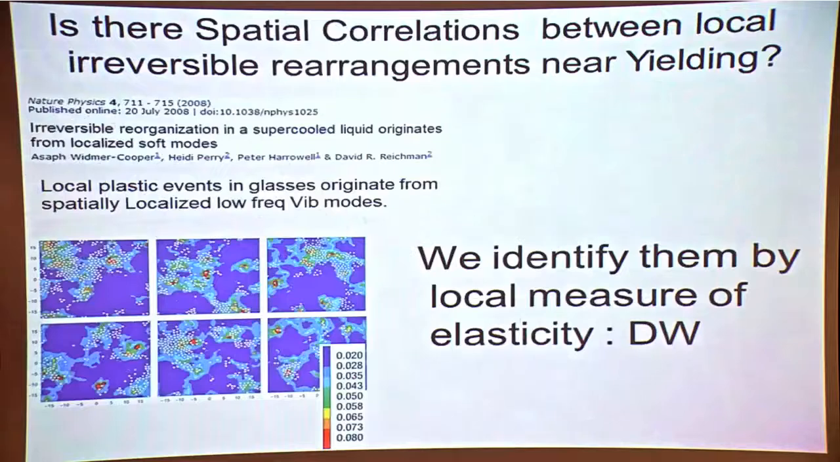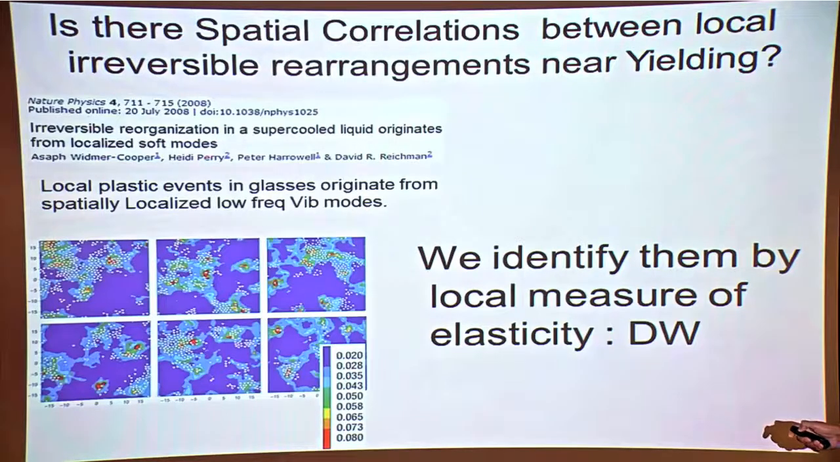Now, this is something I thought I could spend two minutes on. We would like to know, is there a special correlation between local irreversible rearrangements near yielding? So we would like to see these correlations before the yielding occurs.